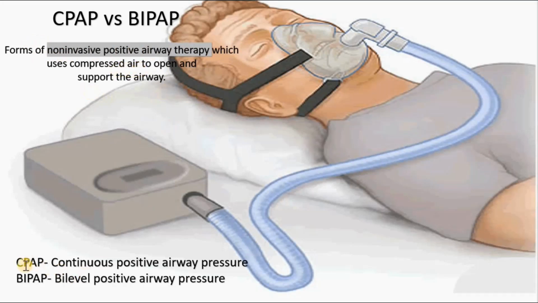the airway. Now CPAP stands for continuous positive airway pressure and BiPAP, BI, stands for bilevel positive airway pressure. Both CPAP and BiPAP have a machine, and this produces compressed or pressurized air, and it is given via a hose and a mask system. Now let's compare CPAP and BiPAP.